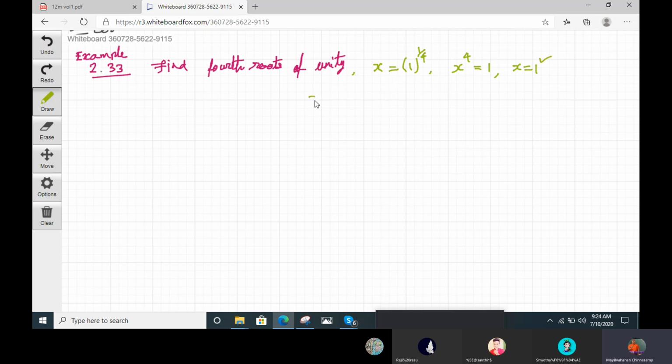So now this 1 can be replaced with the complex formula. What is your complex formula? The polar form of a complex number: r cos theta plus i sin theta. If you want 1, then cos 0 degree is 1, and the r value is 1. So cos 0 degree plus i sin 0 degree. Cos 0 is 1. So now 1 can be replaced with cos 0 degree plus i sin 0 degree, power 1 by 4.